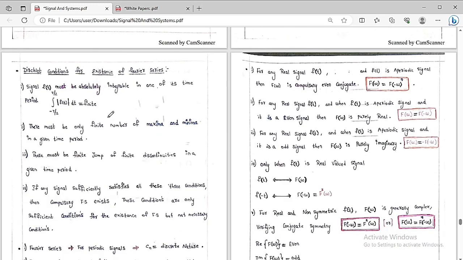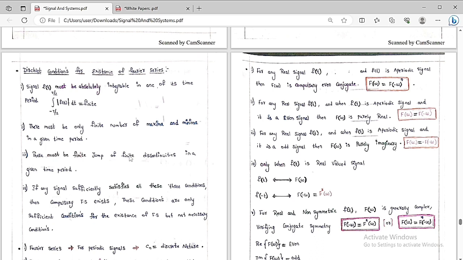So now let's go for another point. Dirichlet conditions for existence of the Fourier series. So what are the Dirichlet conditions for the existence of the Fourier series? I already told this point, but let me repeat it again. Basically there are some Dirichlet conditions.